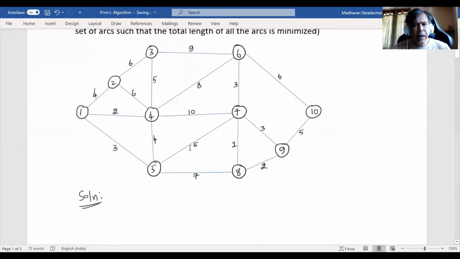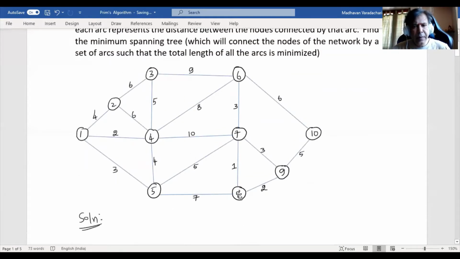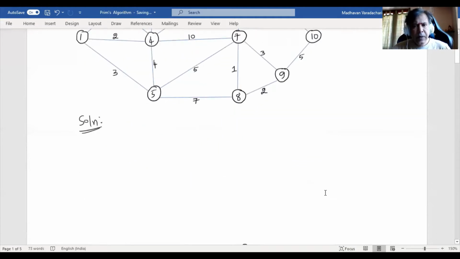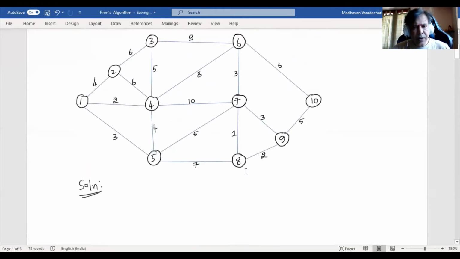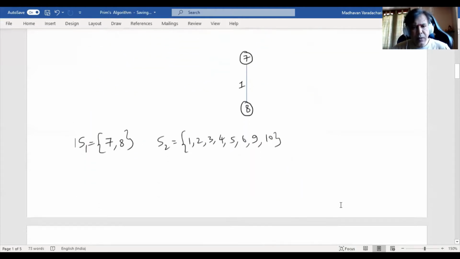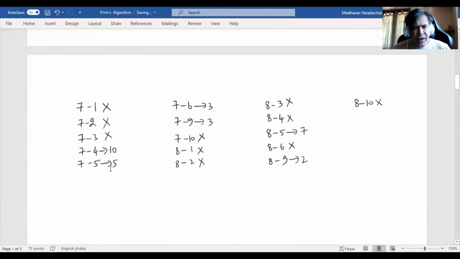So if we again look into this diagram, it is least is 1. Already we have drawn this. Now from this, which is the least? Here cross and all we can ignore. 10, 5, 3, 3, 7, 2. So 2 is the least.